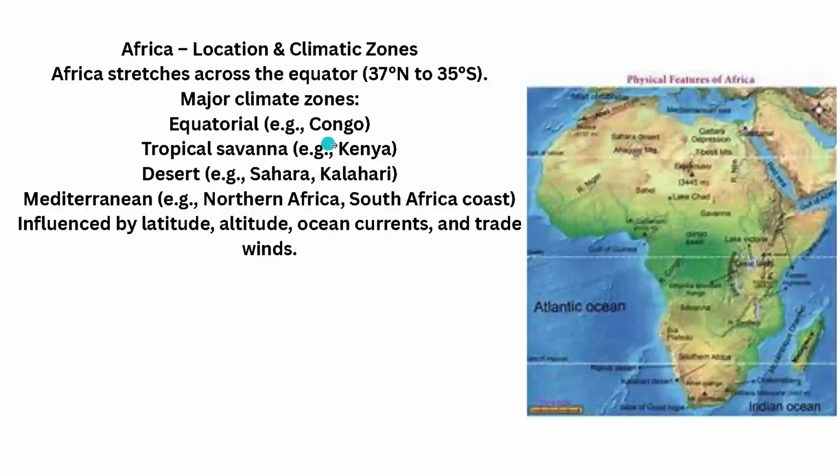Major climatic zones: equatorial type of climate near the equator, from 0 degrees to 10 degrees. Then the tropical savanna type, tropical savanna grasslands, in Kenya. Then desert: the Sahara Desert in the north and the Kalahari Desert in the south. Then, as the Mediterranean Sea is on the north, you will find a Mediterranean type of climate in these regions. What is the Mediterranean type of climate?